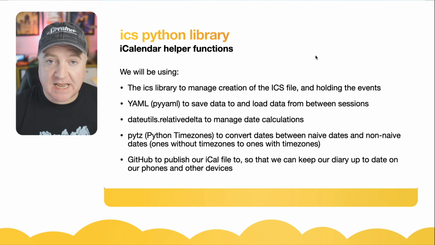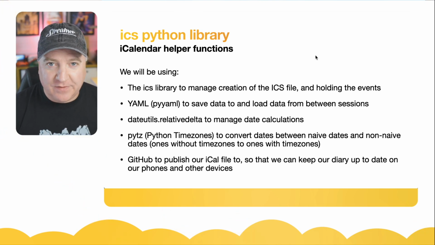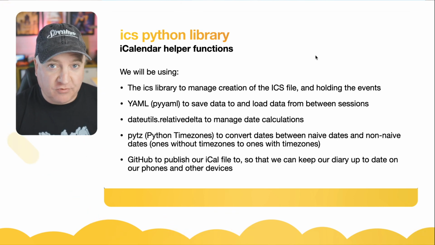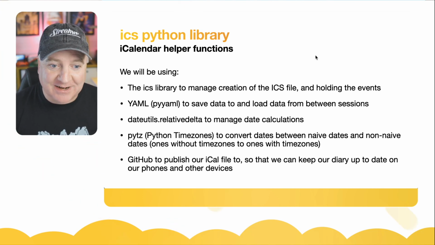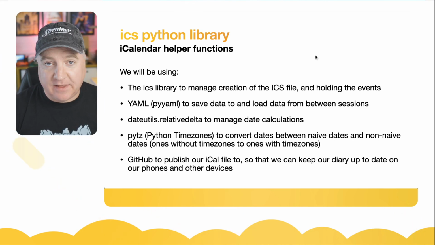PyTZ is a Python time zone library, and that helps us convert between naive dates and non-naive dates, and that's ones with and without time zones. This confused me at first, but it is actually quite simple. At the end of a date or a time, you'll have a little plus, and that's the offset from Greenwich Mean Time. And then finally, we're going to use GitHub to publish our iCal file. This is just a quick and dirty hack to publish our file. Ideally, we would have a website that we can just publish this to, and that would mean that it's always up to date.